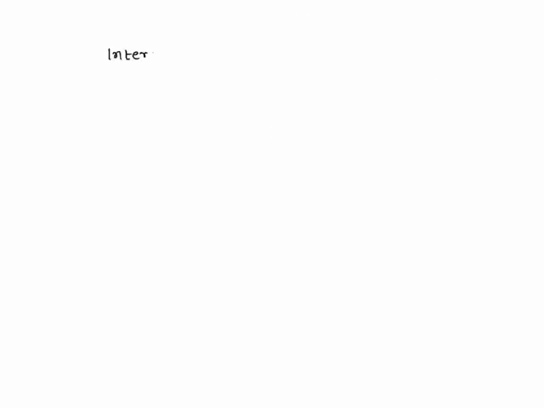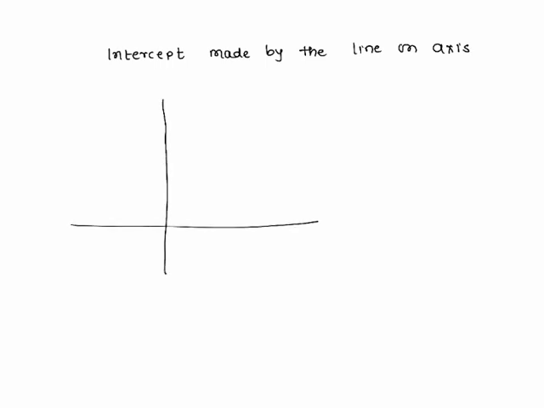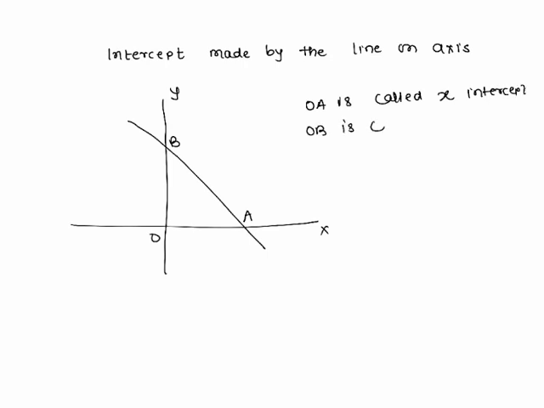Next is the intercept made by a line on the axes. If you take a line that intersects the x-axis and y-axis at points A and B, then OA is called the x-intercept and OB is called the y-intercept.